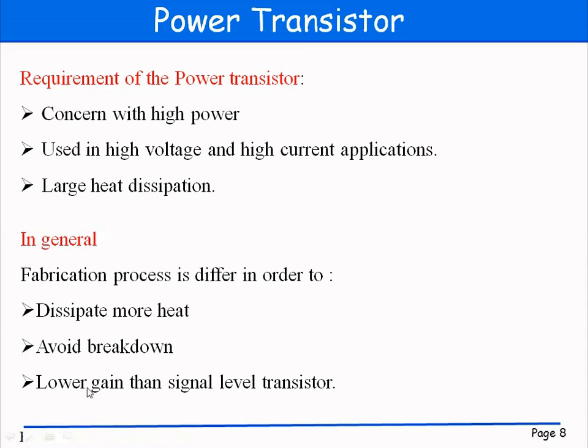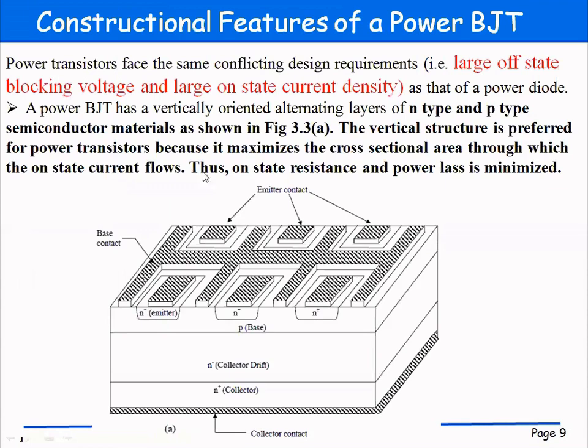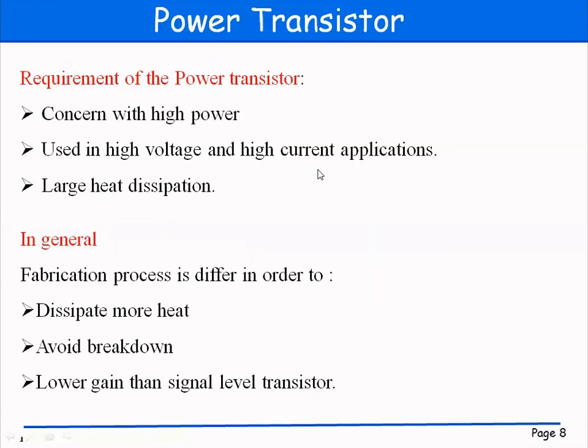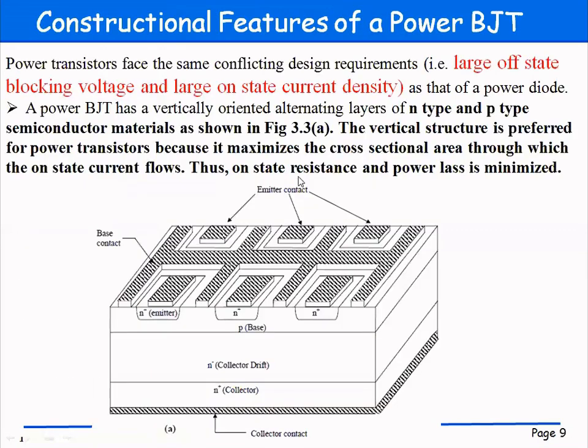A power transistor does not require a very high gain. The basic application of a power transistor is that it should handle high voltage and high current. It's not necessary to amplify a signal with high gain. So to fulfill these requirements, that is high power handling capacity, high voltage, high current, and large heat dissipation, it is required to go for the vertical structure.